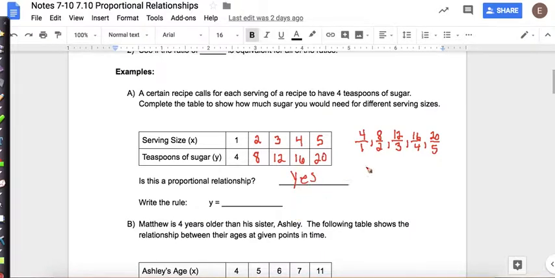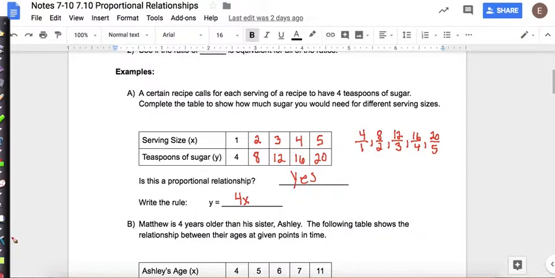Now, to get the rule, if I can turn a fraction into a whole number, I do for the rule. And so I look at this one, 4 divided by 1 is 4, so it's 4x. And all of these, when I divide them, I would get 4. So the rule is 4 times x, or 4 times input. And look, it does work. 4 times 1 is 4. 4 times 2 is 8, 4 times 3 is 12, and 4 times 4 is 16, and 5 times 4 is 20.